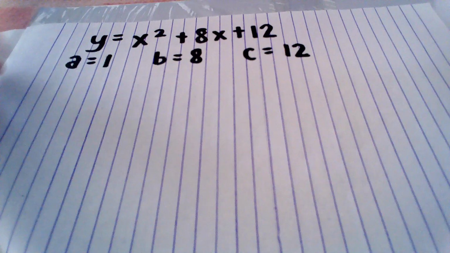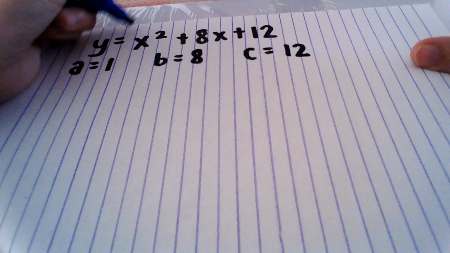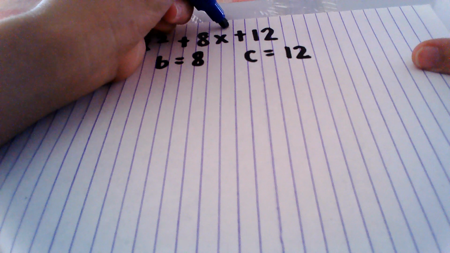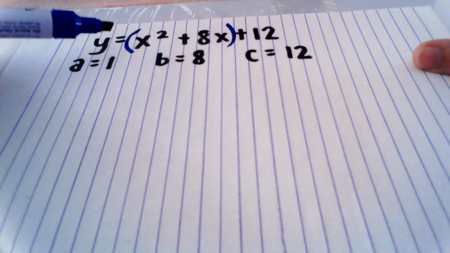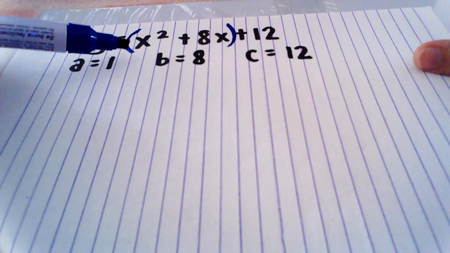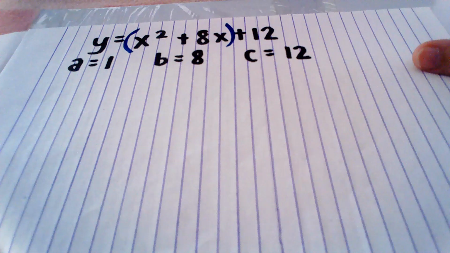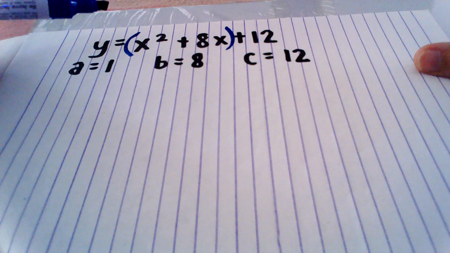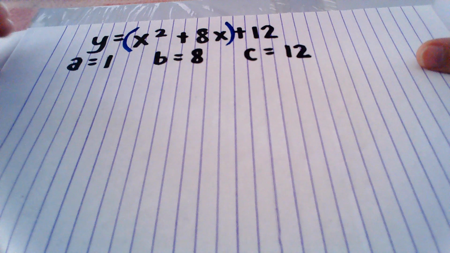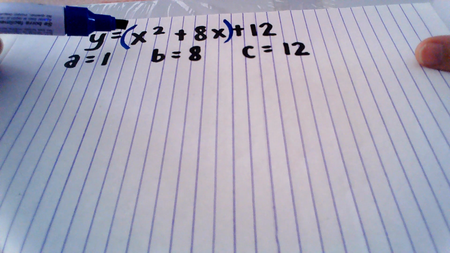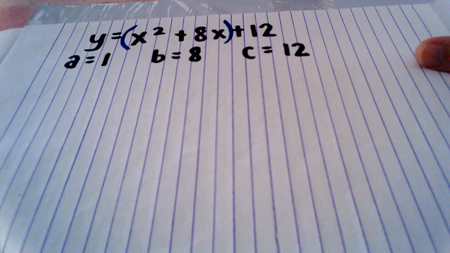So first step. The first step is you will be separating the first and second term from the third term by placing the first and second term inside a parenthesis. So again, as what you see on the screen, we have separated x squared and 8x by placing them inside a parenthesis.